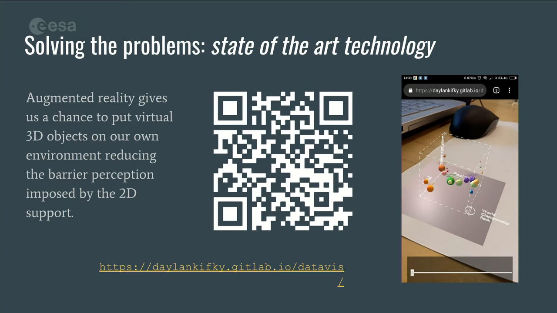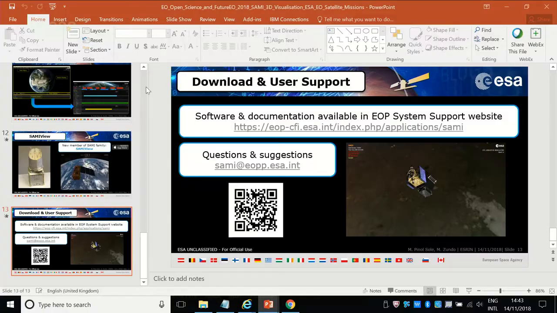As a proposal, we can use some technology borrowed from the video games industry. We can use augmented reality, which is a branch of virtual reality, to put 3D objects in our everyday space. I brought you some demos.